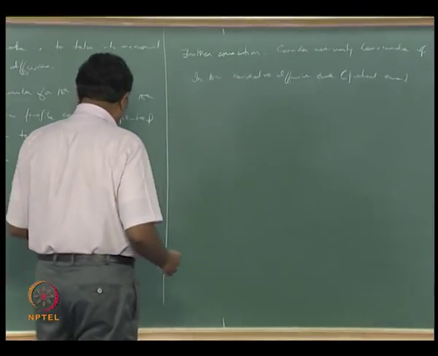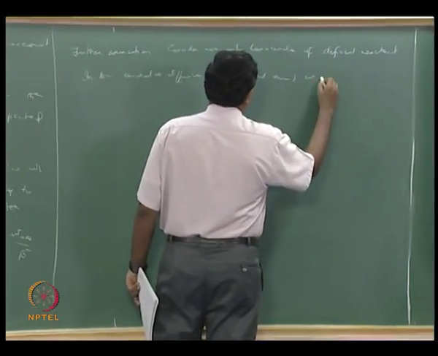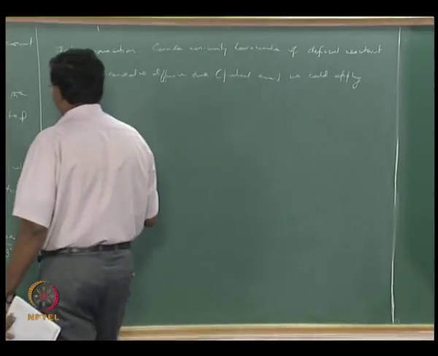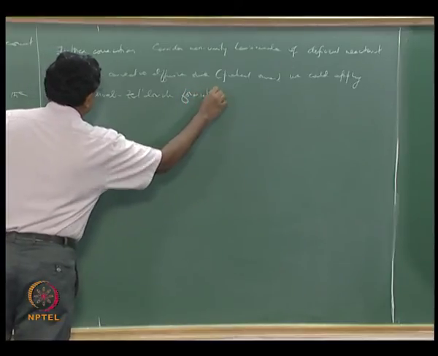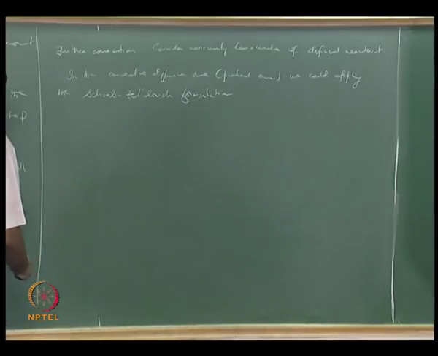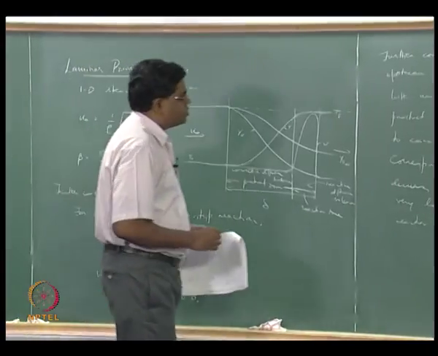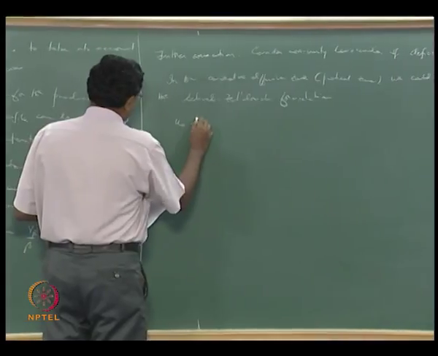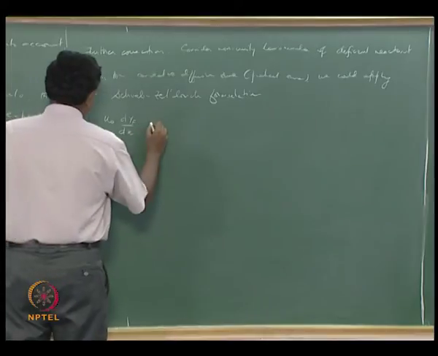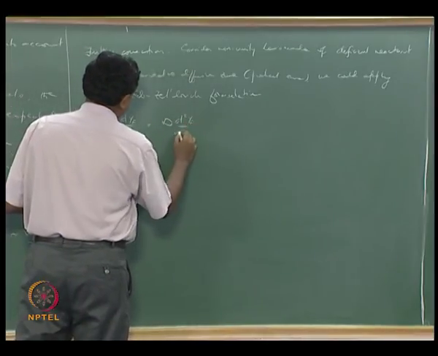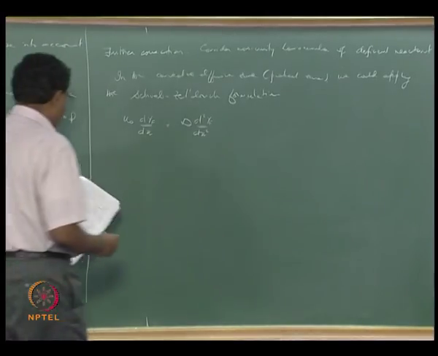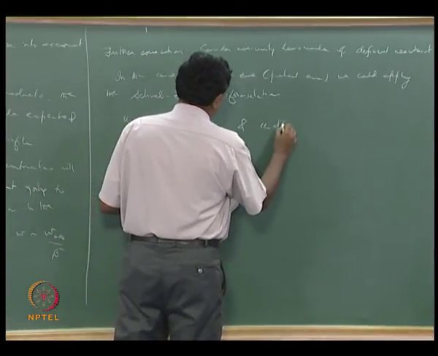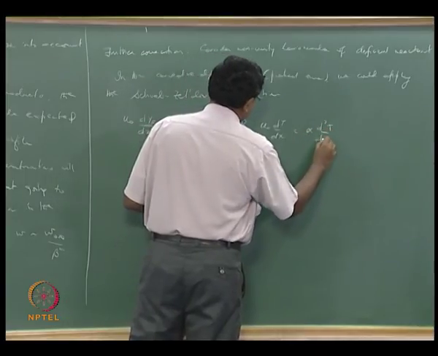we could apply the Schwab-Zeldovich formulation. And what would you have? Let us suppose that you had a velocity u naught which didn't change significantly, then you have a convection balanced by the diffusion. Assuming a Fourier law kind of diffusion going on, you can write u naught dT/dx equals alpha d squared T/dx squared.